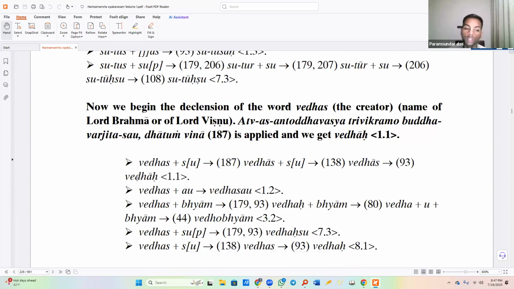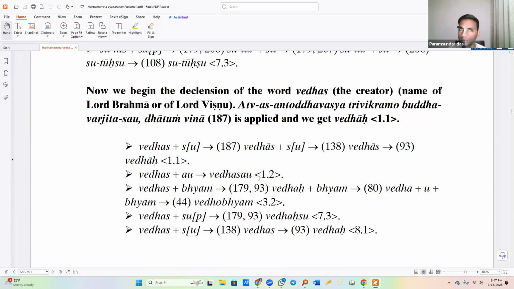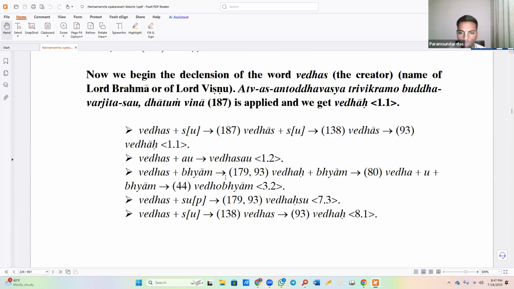Vedha. It looks like Bahuvachana form, plural form, like Krishna, but it is not. This is like a special drishti you will have to develop. So Vedha is 1.1, it's not plural form, it's singular. Then Vedasau, Vedasaha, Vedasam, Vedasau, ityadi. You can do that.